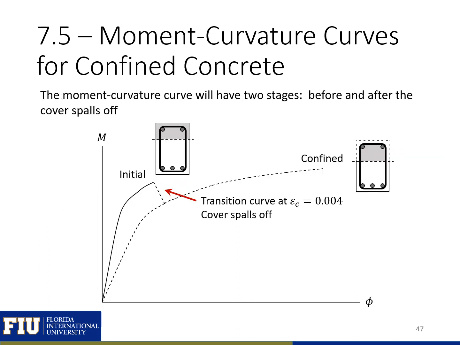This means that our moment curvature curve is going to have two stages, before and after our cover spalls off. Before our cover spalls off, we're just going to have a moment curvature behavior like we did, not considering confinement. Then at some point, we're going to have our cover spall off, and we're going to transition from our initial moment curvature curve to our confined moment curvature curve. And then you can see we'll increase and have some additional ductility and additional curvature that we can achieve because of our confinement effects.